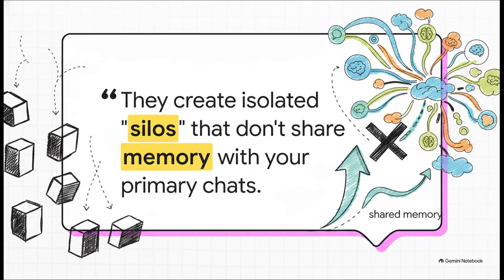So the crucial point is exactly this. Projects create isolated silos that do not share memory with your primary chats. When you overuse the projects feature, you're accidentally hiding valuable information from your AI partner. Instead of letting Claude build a deeply connected, holistic memory of everything you do, like a giant puzzle coming together, you're isolating your data. Keeping things out of silos ensures Claude can actually connect the dots across your entire professional life.